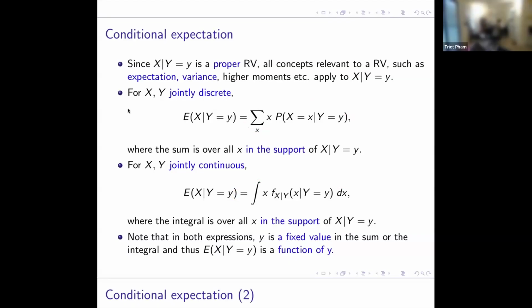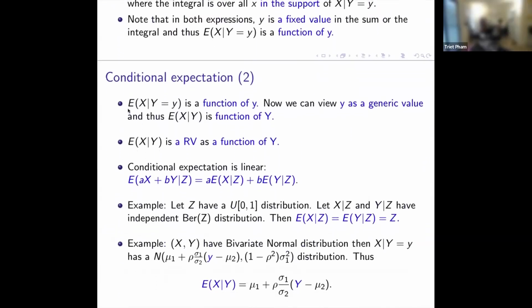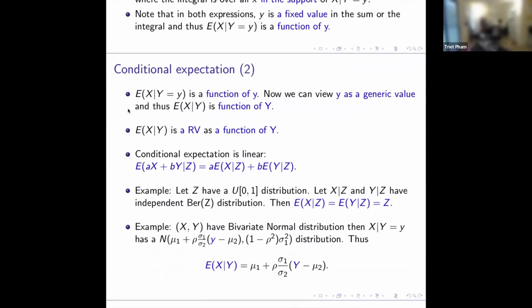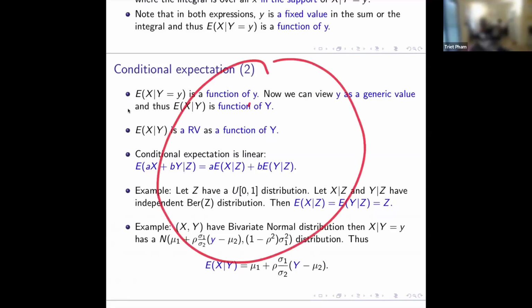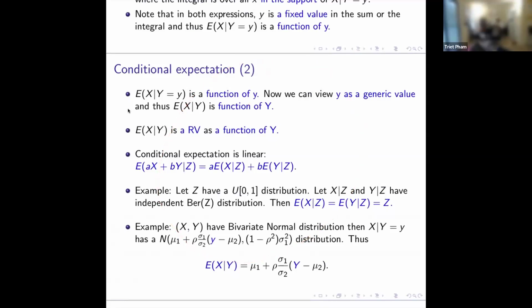What is really new is what do you do with this? Meaning, why do you care? What's the use? And I think we gave you a sneak peek. The use is in the law of total expectation and law of total variance. These will help you recover the expectation of X and variance of X in some way.